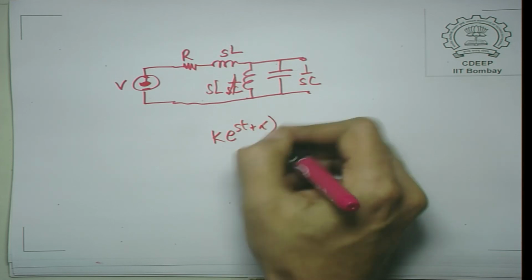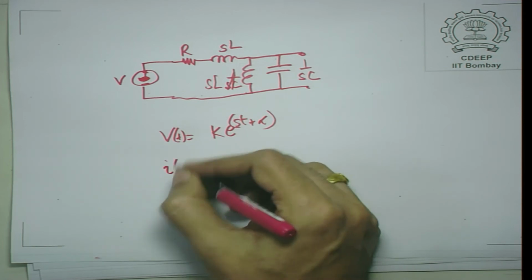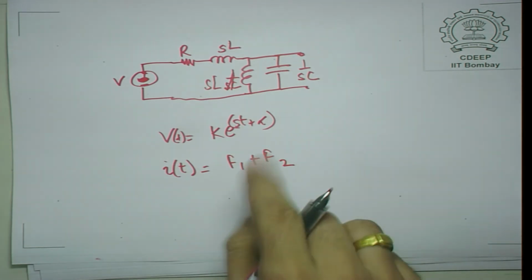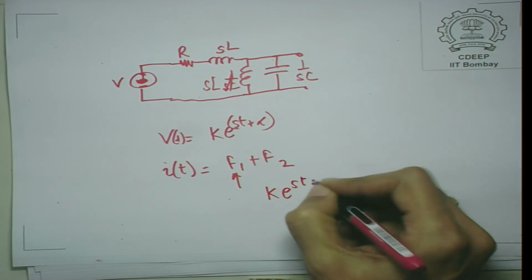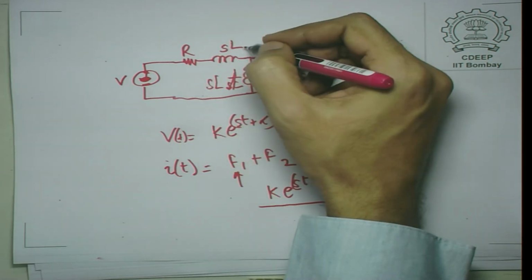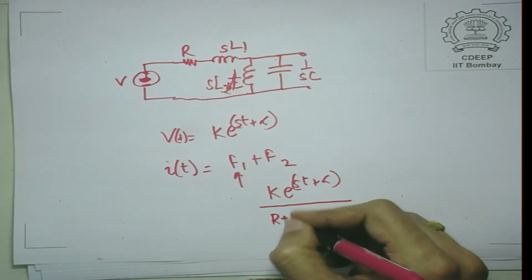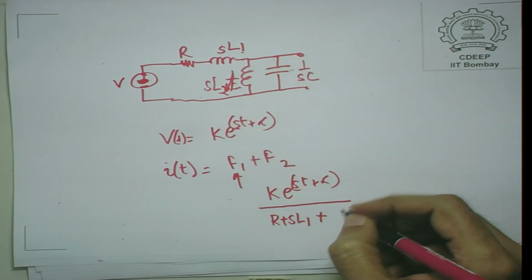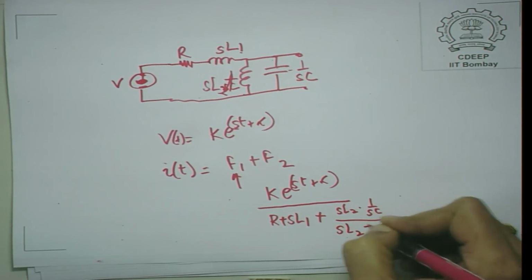in case the voltage is k e raised to st plus alpha. If V is equal to this as a function of time, then the current has components which are the natural transient and the steady state component. The steady state component comes out to be k e raised to st plus alpha upon this. So, this is R plus SL1 plus the parallel combination of SL2 and 1 upon SC, that is SL2 into 1 upon SC upon SL2 plus 1 upon SC.